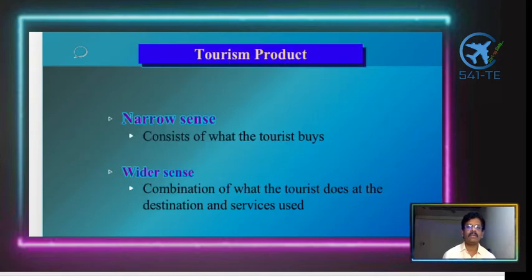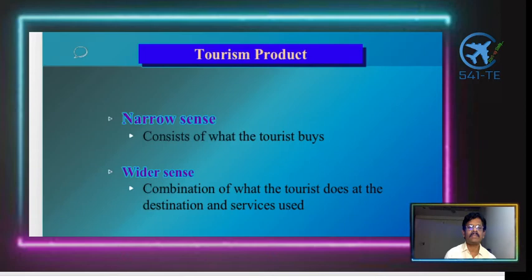When you look at the tourism product, there are two important things here: narrow sense and wider sense. The narrow sense of the tourism product consists of what the tourist buys, right? All tourists are not the same. They have their own expectations, depending on their interest, requirement, awareness, their budget, and of course their family and other things.